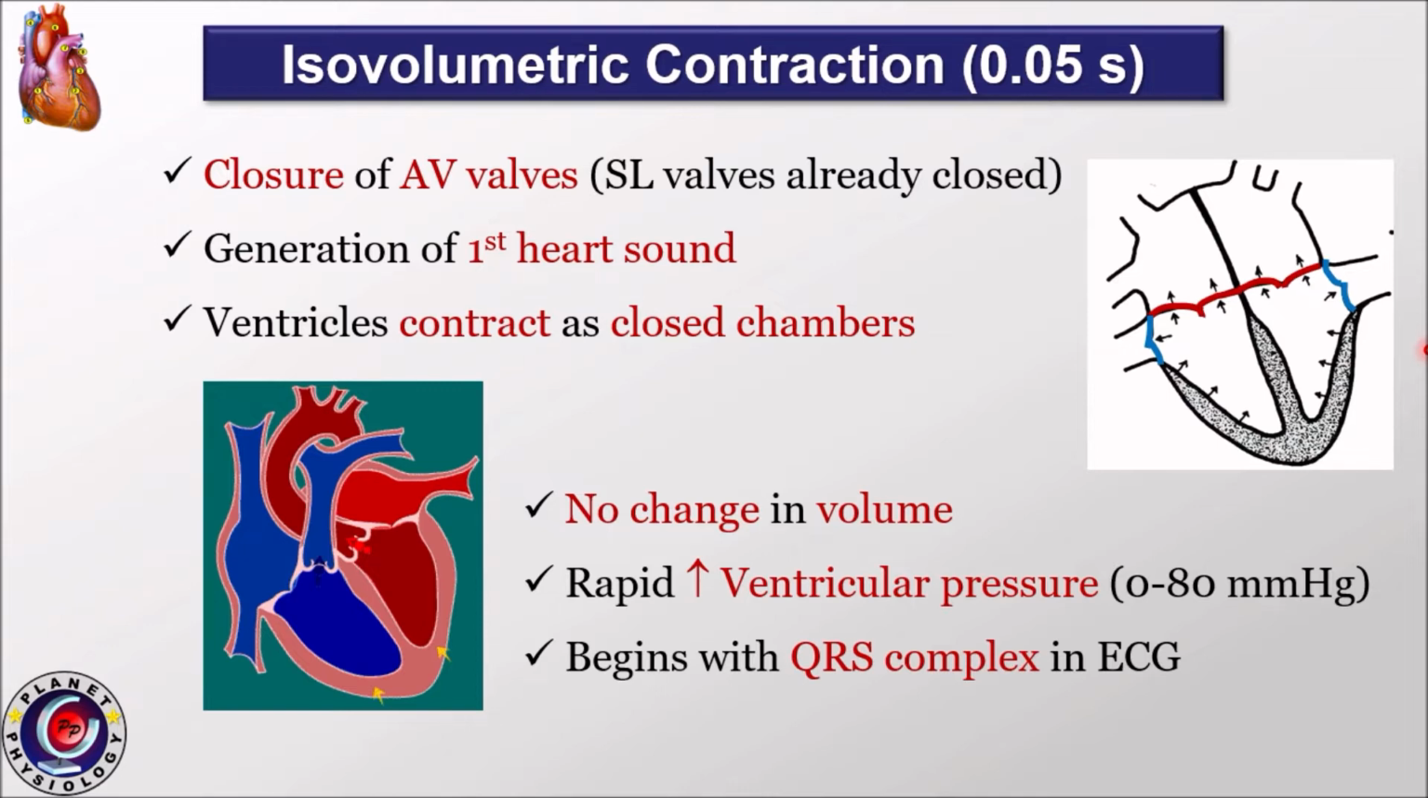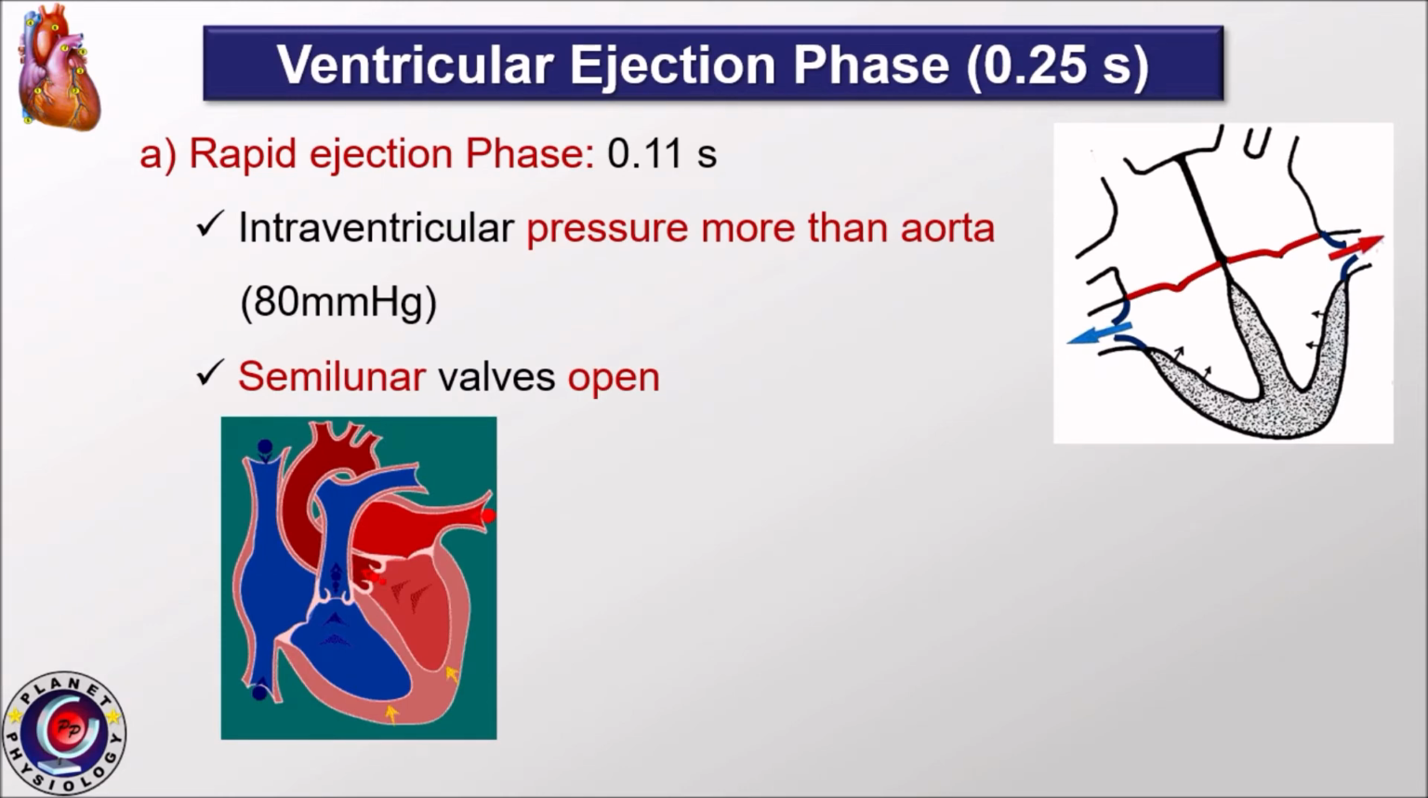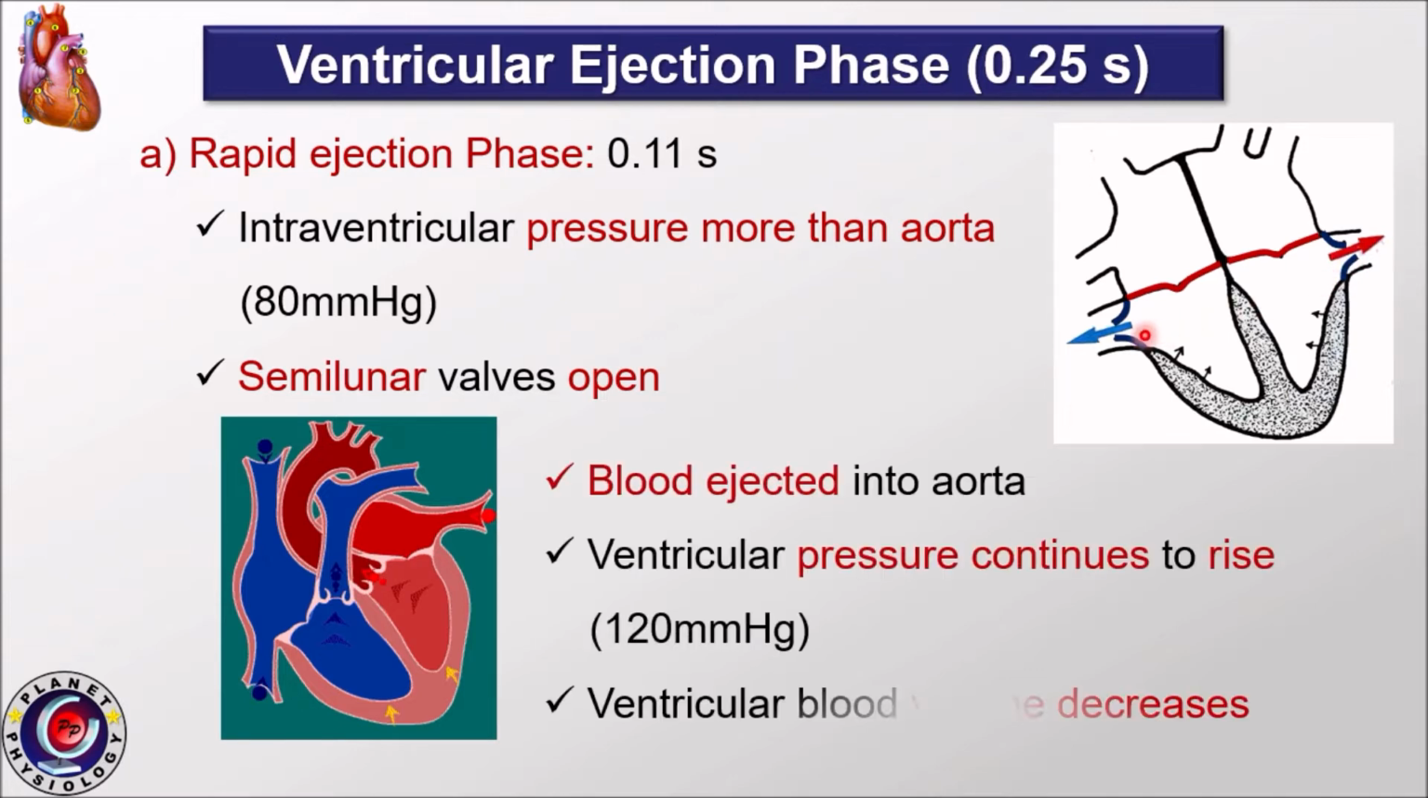Now what happens? Ventricular pressure has reached 80 millimeters of mercury. Aortic pressure during this time is 80 millimeters of mercury. Now ventricular pressure has reached up to that particular level. As soon as ventricular pressure exceeds 80 millimeters of mercury, or diastolic blood pressure, semilunar valves will open and blood will be pushed into the aorta as well as pulmonary arteries. So this opening of the semilunar valve stops isovolumetric contraction and begins the next phase called the rapid ejection phase.